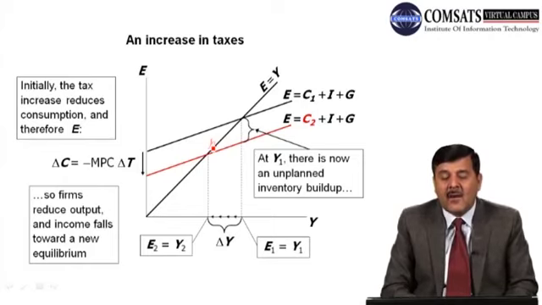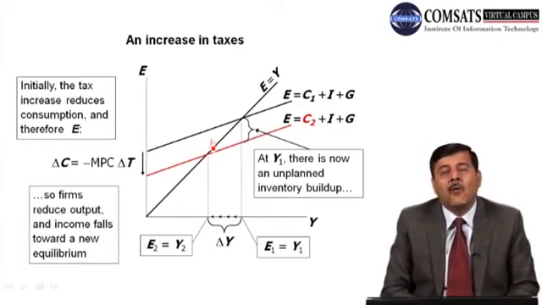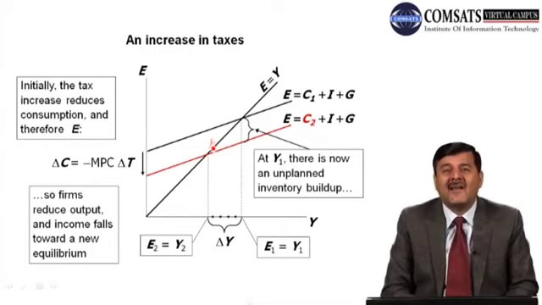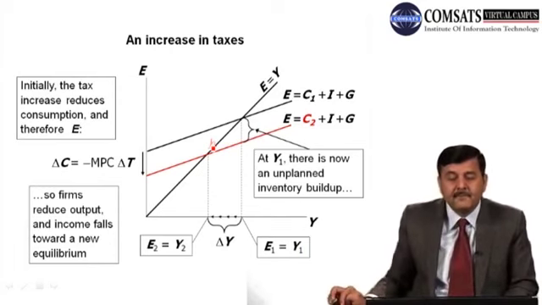Delta C is equal to minus MPC delta T, right? So the change in consumption, why we have the minus sign with MPC, because with the change in taxes, income में कमी होती है और उससे consumption में कमी होती है. So the change in consumption is affected negatively by the increase in taxes. That's why we have this negative sign. Delta C is equal to minus MPC delta T.